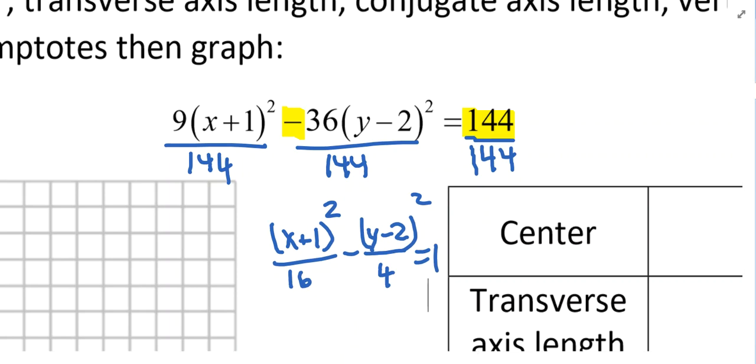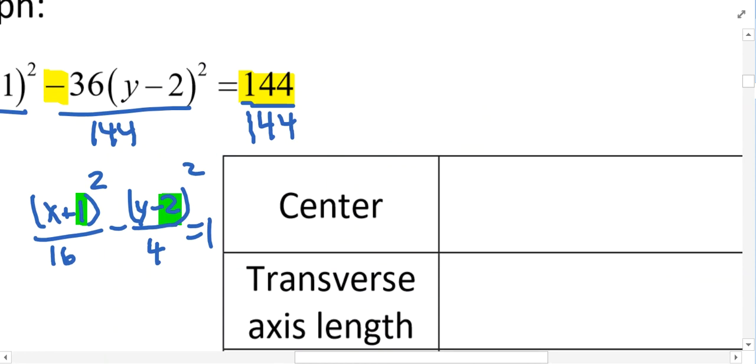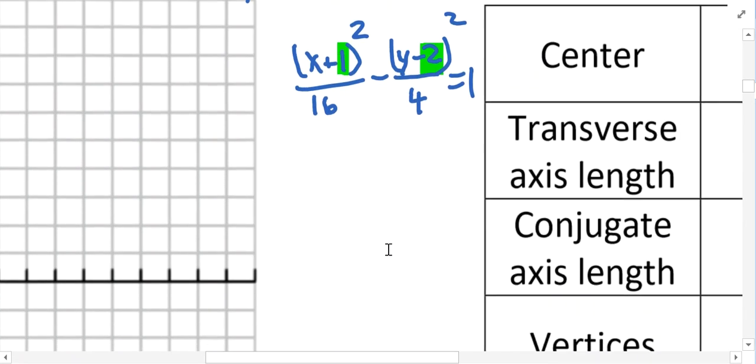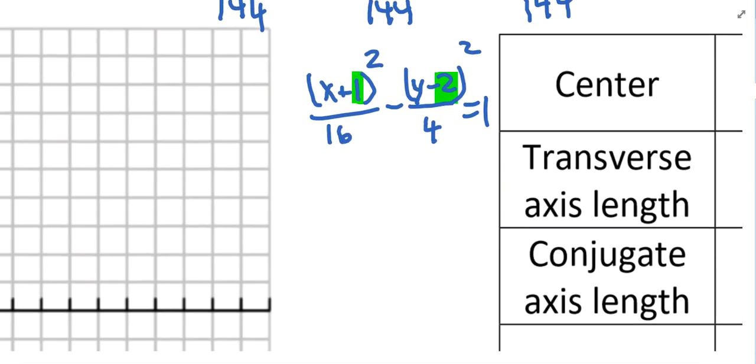So then, to determine my center, I'm looking at this piece and this piece. I want to do the opposite of each of those. So my center is going to be at -1, +2. This particular one, because the x is the positive and the y is the negative, is going to be a left and right kind of hyperbola.